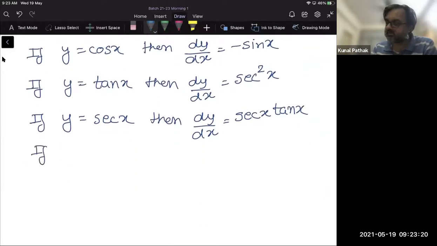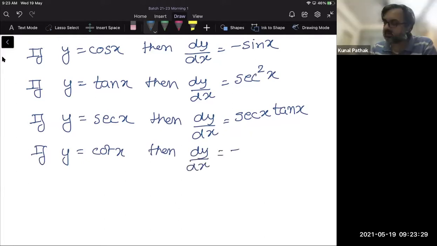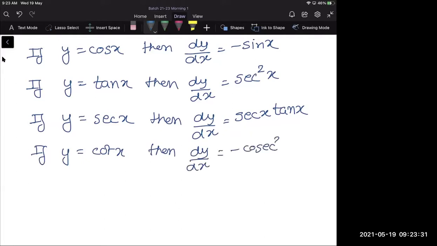If y is equal to cot x, then minus cos x, what will come? Minus cosec square x.